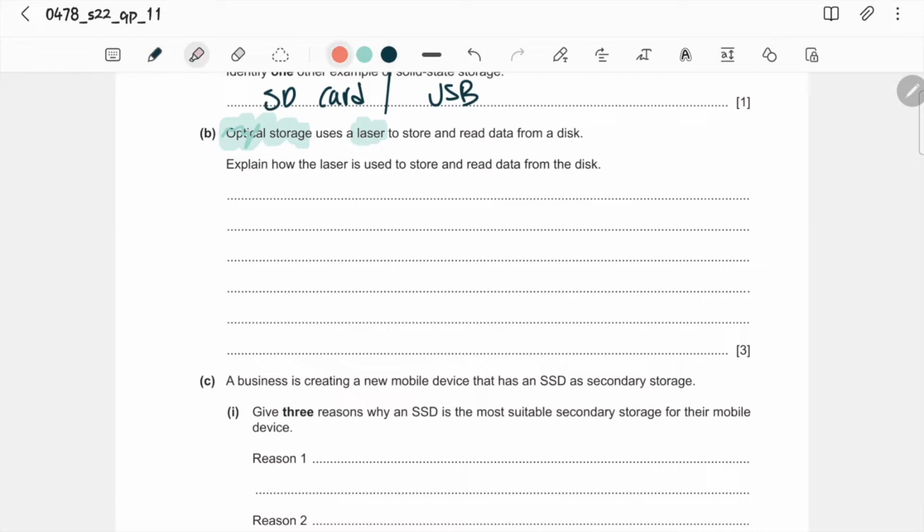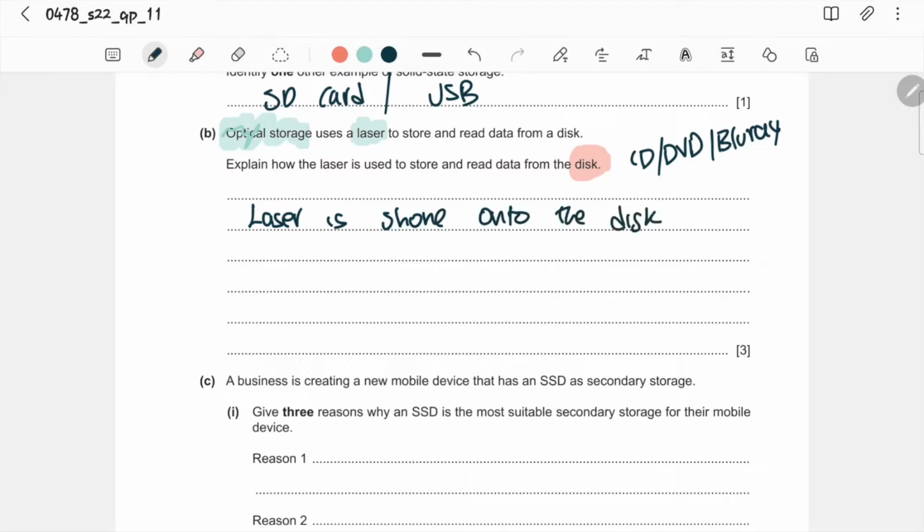So the keyword here is disk. Disk could be either CD, DVD, Blu-ray, all that type of stuff, and you would explain all this. Now, to explain this, any question that involves a disk, you must mention that a laser is shown onto the disk.